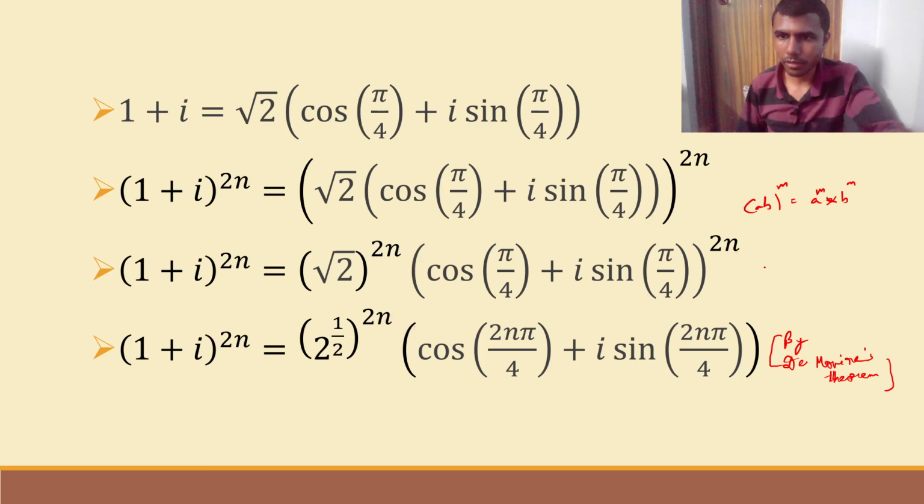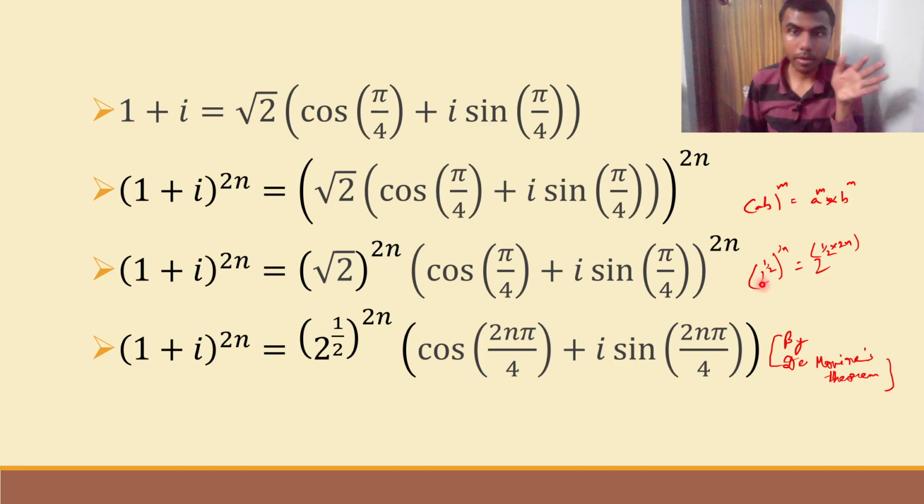Listen. (2 power 1 by 2) whole power 2n is nothing but 2 power 1 by 2 into 2n, because (a power m) whole power n is nothing but a power mn. That means these two powers will get multiplied. Half into 2n, the 2s cancel, and 2 power n is going to remain.